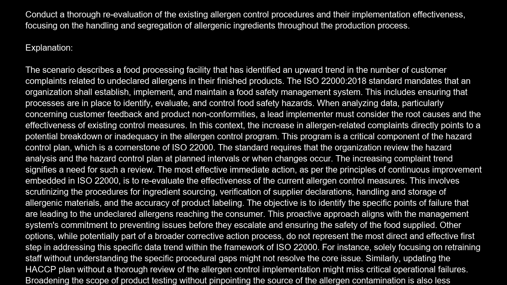The most effective immediate action, as per the principles of continuous improvement embedded in ISO 22000, is to reevaluate the effectiveness of the current allergen control measures. This involves scrutinizing the procedures for ingredient sourcing, verification of supplier declarations, handling and storage of allergenic materials, and the accuracy of product labeling. The objective is to identify the specific points of failure that are leading to the undeclared allergens reaching the consumer. This proactive approach aligns with the management system's commitment to preventing issues before they escalate and ensuring the safety of the food supplied.